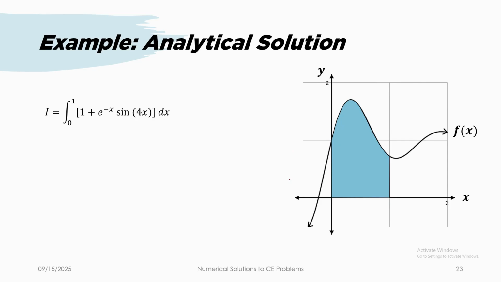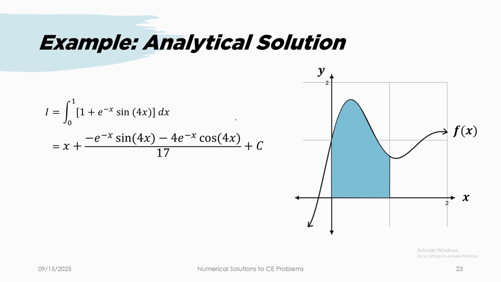Now, we solve analytically so that we can compare the error of each formula. If we integrate the function 1 plus e raised to negative x sine 4x from 0 to 1, analytically, we can solve this. It's just x plus negative e raised to x sine 4x minus 4 times e raised to negative x cosine 4x over 17 plus c.